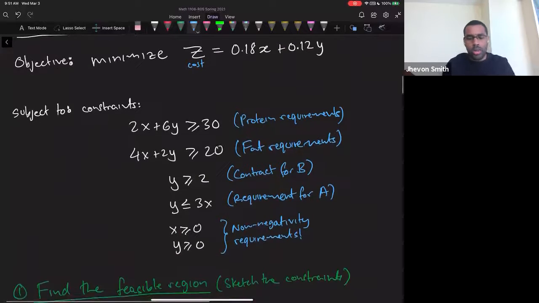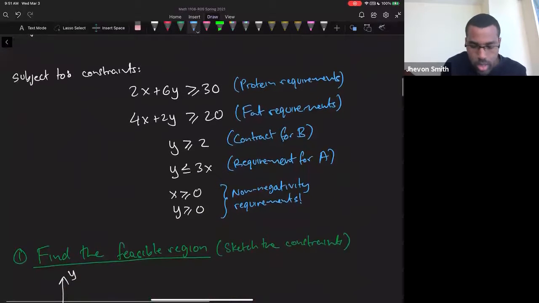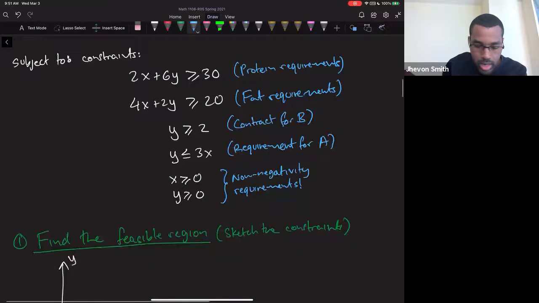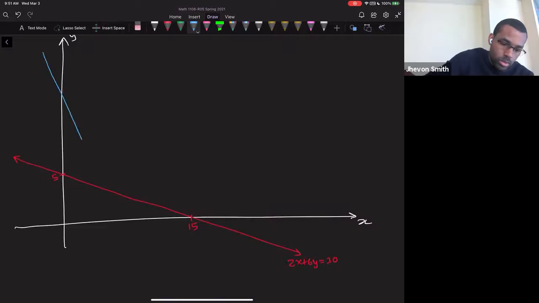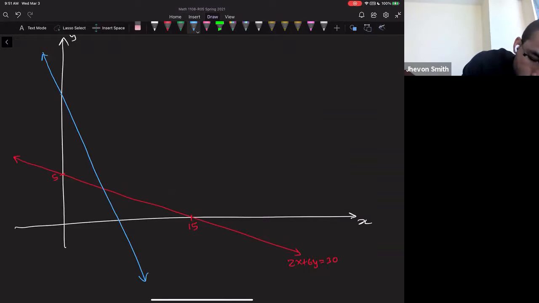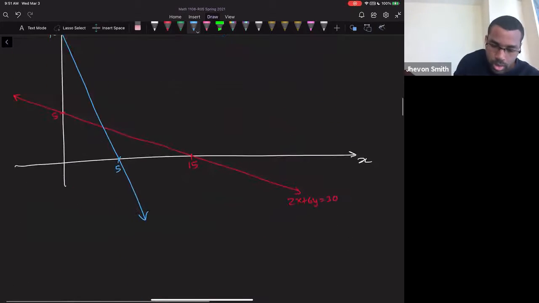4x plus 2y equals 20. So if I plug in y equals 0, my x is 5. Plug in x equals 0, my y is 10. That's 4x plus 2y equals 20.